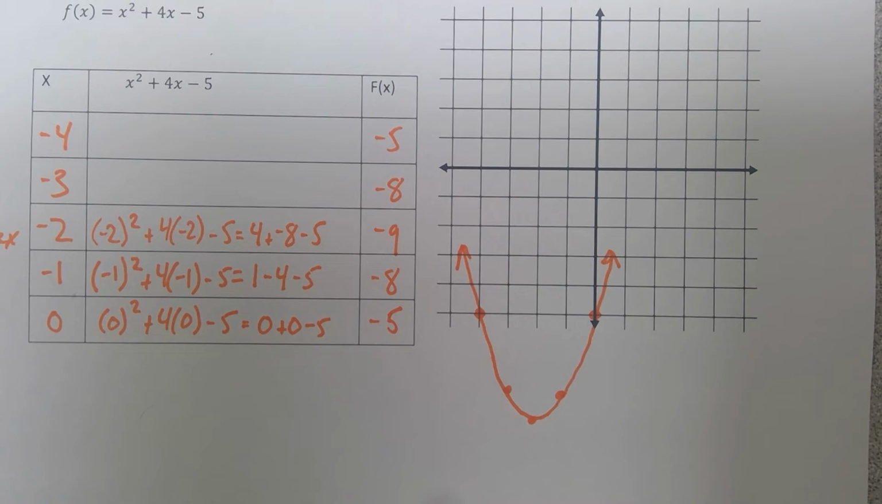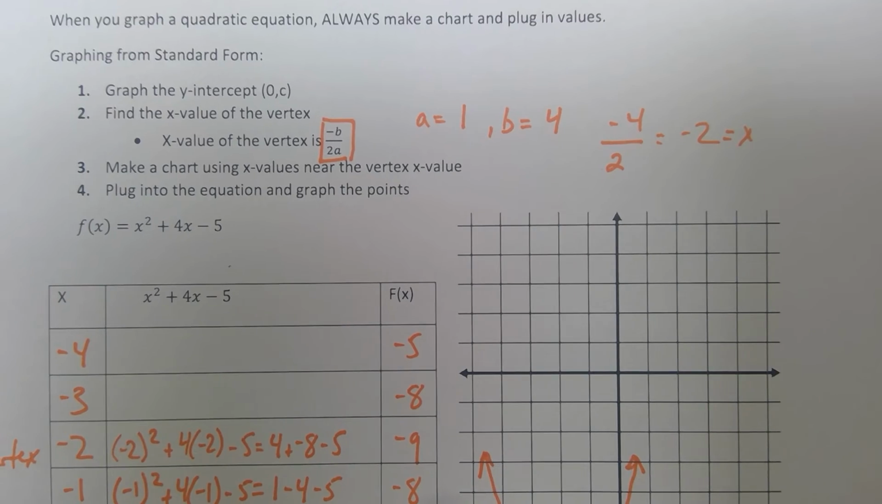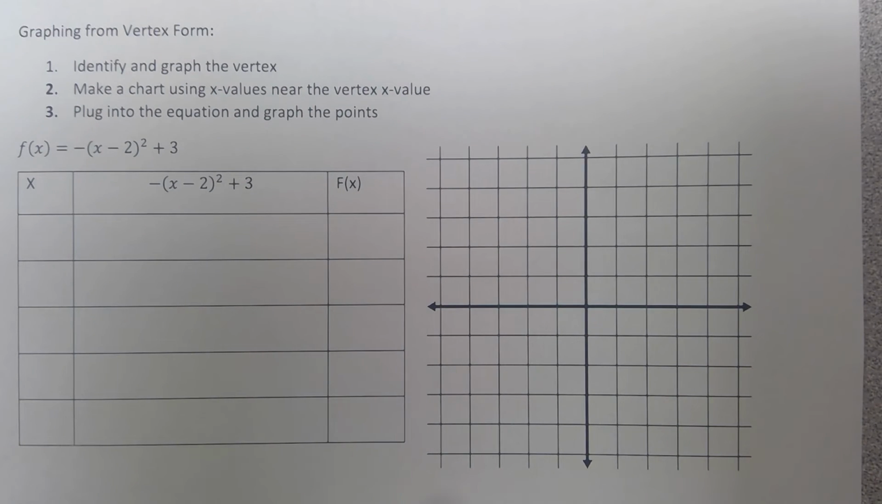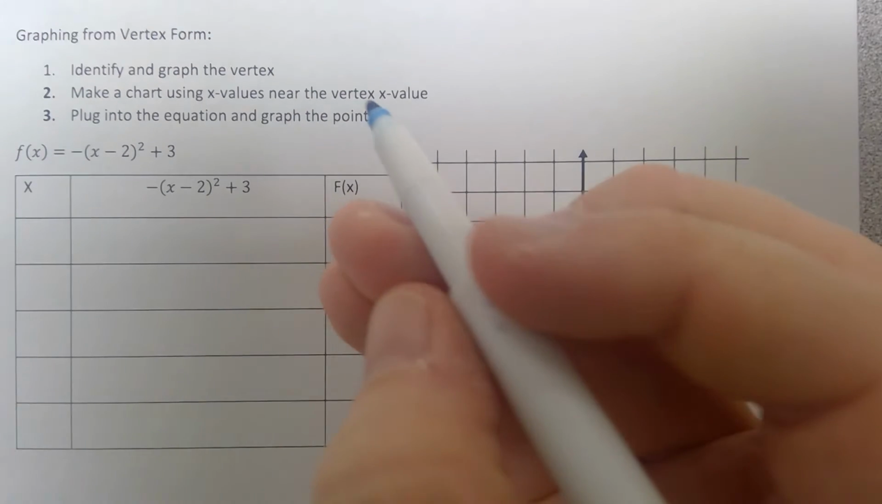Okay, so we've got our parabola there, and that's our standard form. We want to follow that 4-step process. So let's go ahead and look at vertex form and factored form. So look at vertex form first. Vertex form is nice because it tells us our vertex. Let's go ahead and identify and graph the vertex.